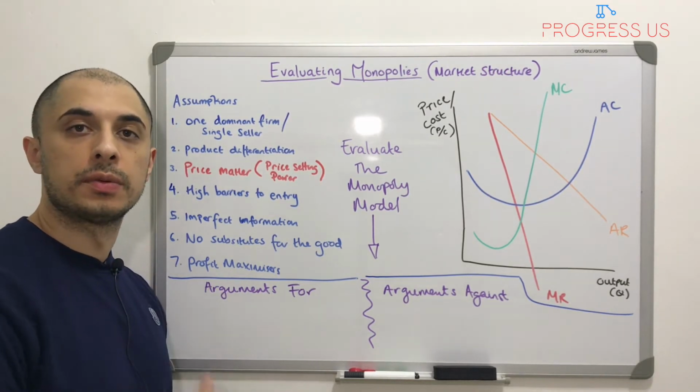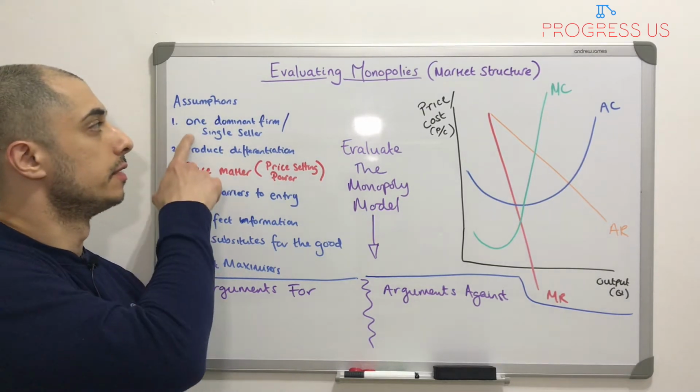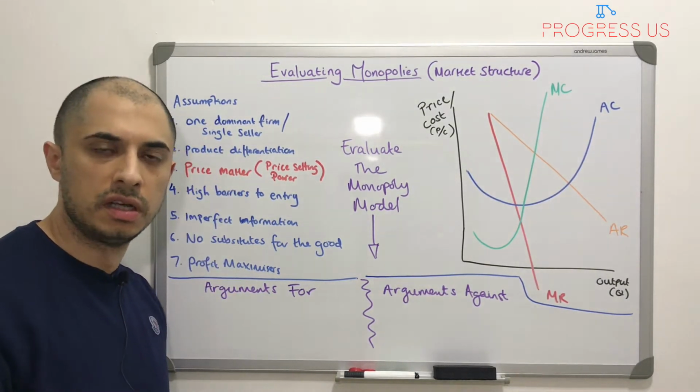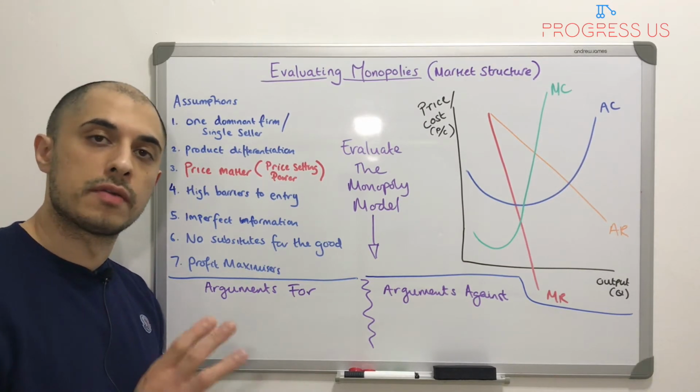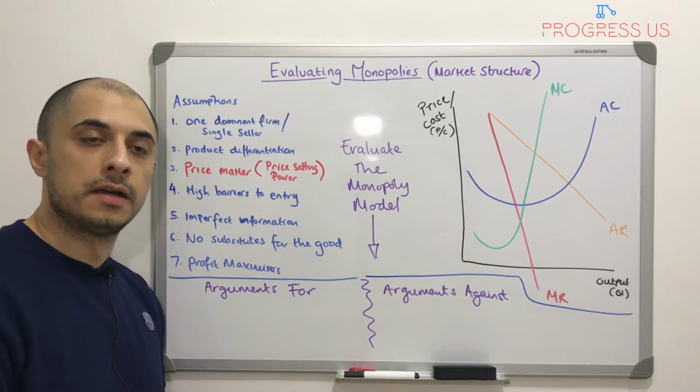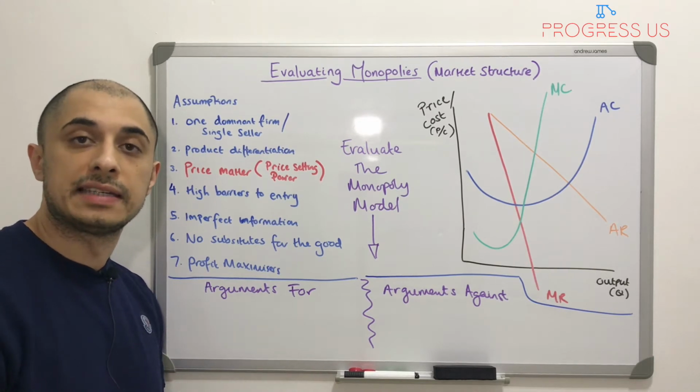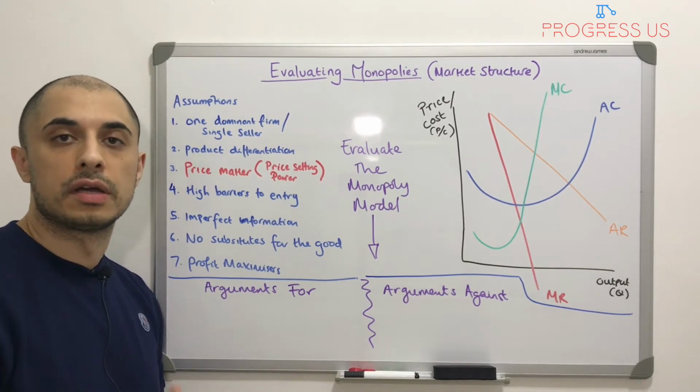Okay, so what we'll do is we'll start with the assumptions, and the first assumption is that there is one dominant firm or there's a single seller. That's fairly obvious, that in a monopoly what we're dealing with is one firm, and that one firm has control of the market, and that its demand curve basically is the industry, and therefore it can control the price.